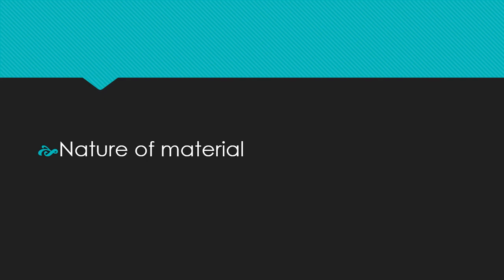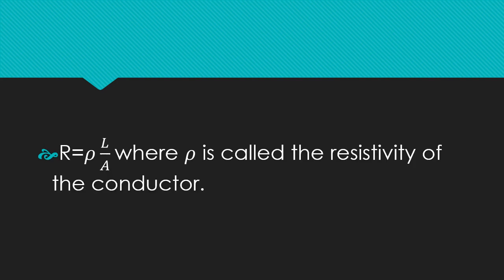Nature of material. Some materials create least hindrance for the flow of electrons and hence are called good conductors. Silver is the best conductor of electricity. Some other materials create more hindrance in the flow of electric current, that is flow of electrons through them. Such materials are known as bad conductors. Bad conductors are also known as insulators. Plastic, glass, etc. are examples of bad conductors.